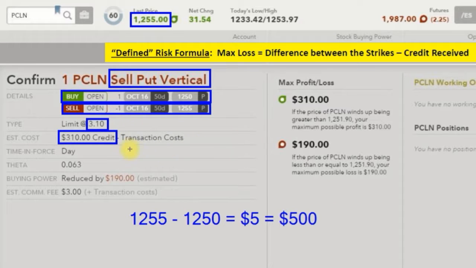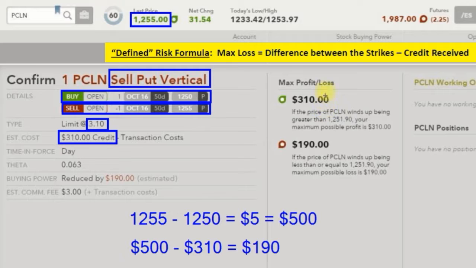And what's the credit received? Right? Difference in strikes minus credit received. Well, we got a $310 credit. So if we take our difference in strikes minus our credit received, which is $310, the max loss, the most we can lose in this case, is $190.